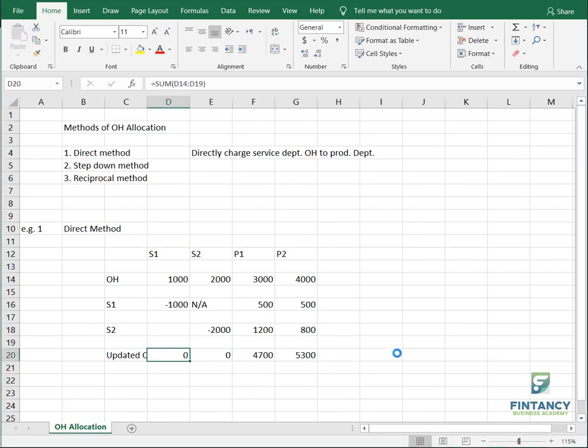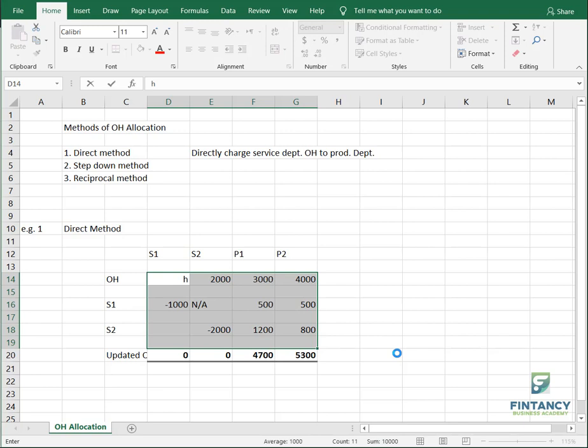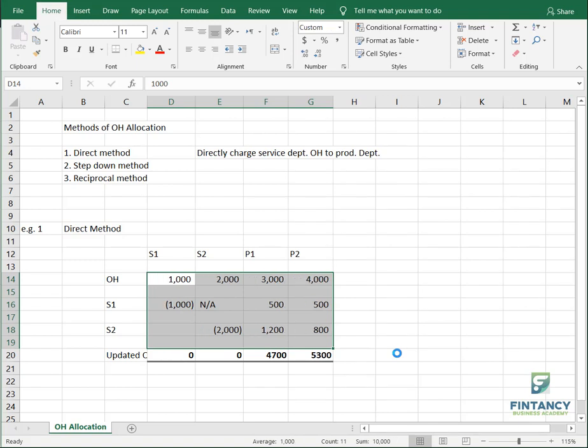Just make sure that your calculation is done properly. So my friends, you need to make sure that overheads before allocation and overheads after allocation are the same. It cannot be possible that before allocation the overhead was 10,000 and after allocation the overheads became 12,000. Getting the story? How is this possible?